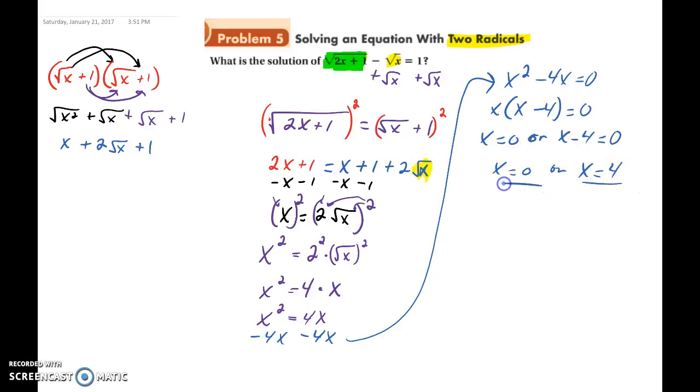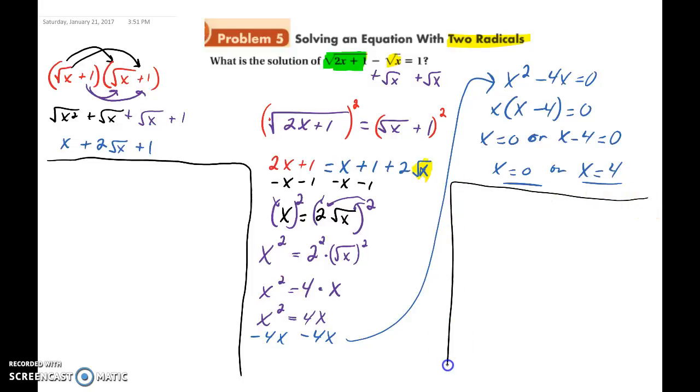So we have our two answers. Same thing with this, we need to check to see if these are extraneous. I'm going to check here, and I'm going to check here. We'll plug them in. So the square root of 2 times 0 plus 1 minus the square root of 0, does this equal 1? Well, 2 times 0 is 0, plus 1 is 1, square root of 1 is 1, square root of 0 is 0, so 1 minus 0, does this equal 1? 1 does equal 1, check. So we know that 0 works.